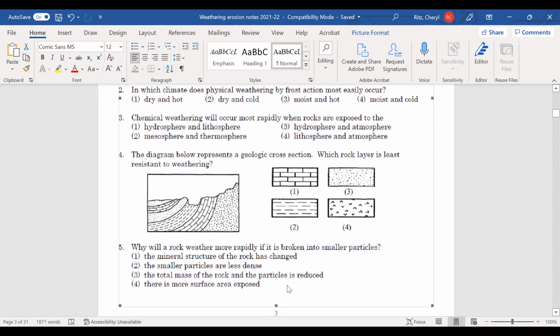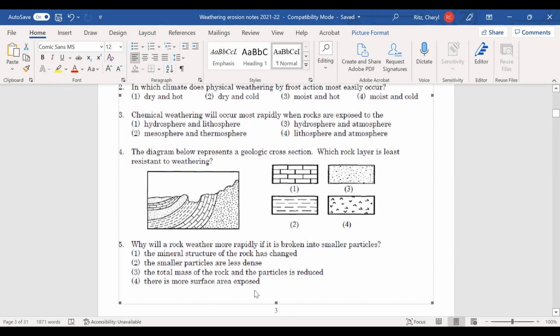Number 5, why will a rock weather more rapidly if it's broken into particles? We did this one yesterday and the day before. Why does it weather more rapidly when it's broken into particles? That is because now we're going to have more surface area exposed. Once you crunch that lollipop or the Jolly Rancher, it's going to dissolve faster than if you kept it whole. Same with rocks, they weather faster when they're broken into pieces because more surface is exposed.